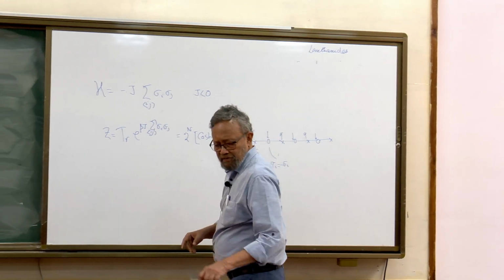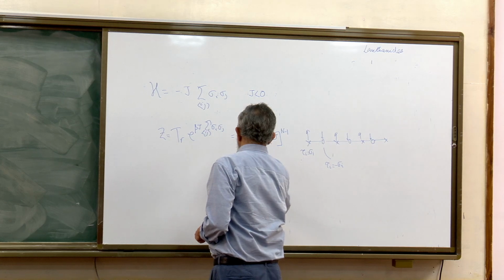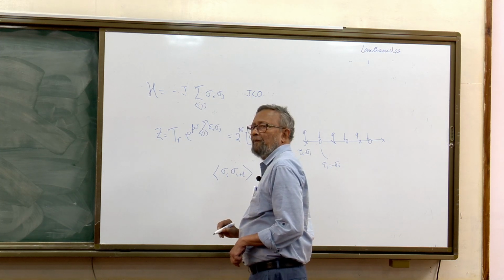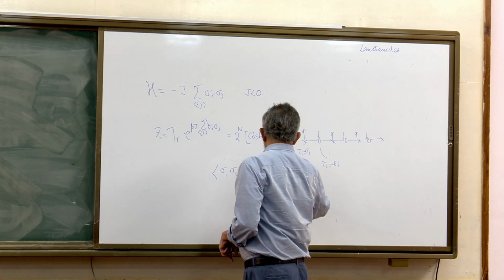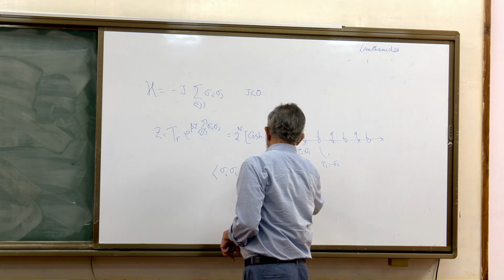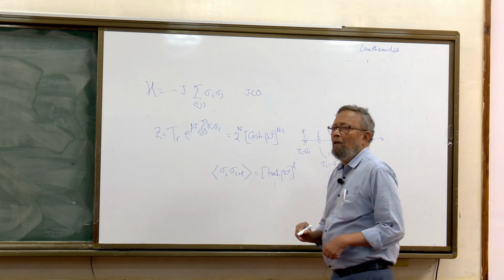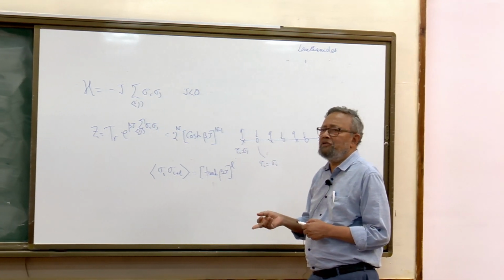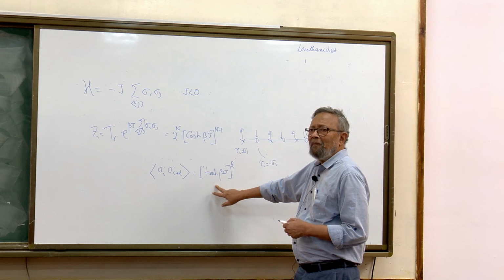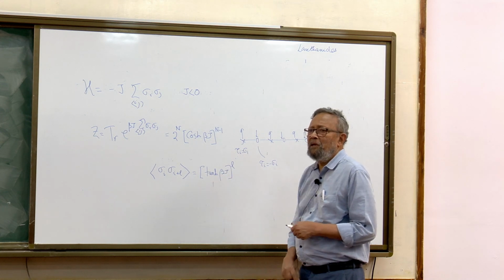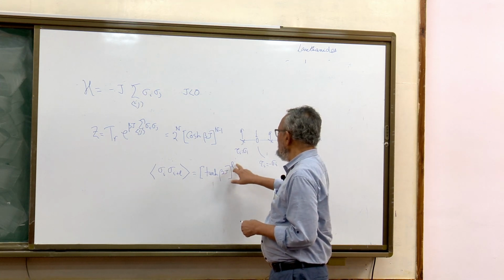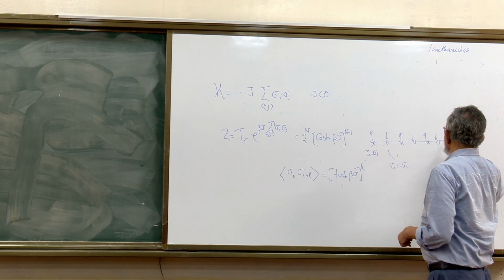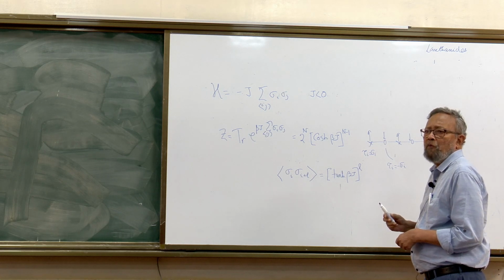So let's look at this. The average of sigma i sigma i plus L is something that we had calculated for the ferromagnet. And that was, if I remember correctly, hyperbolic tangent beta J raised to the power L. Now you see the difference. Cosine hyperbolic is invariant under J going to minus J. Tangent is not invariant. So tangent of minus beta J is minus tangent of beta J. So when you take it to the power L, this minus sign will not matter if L is even. So those correlations will remain the same as what you had for the ferromagnet.